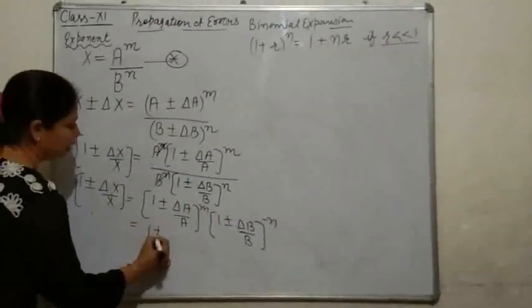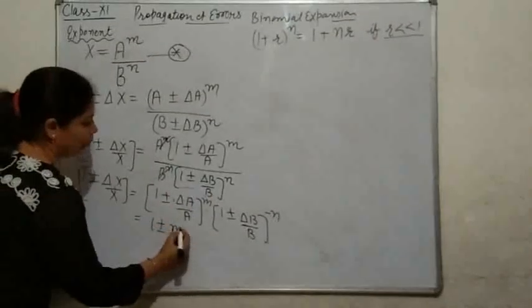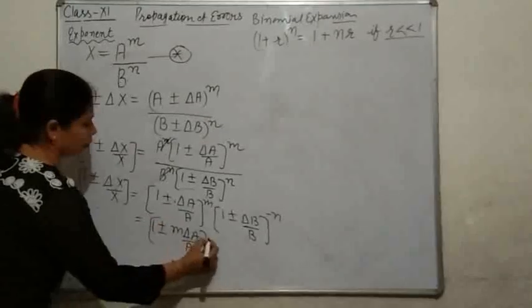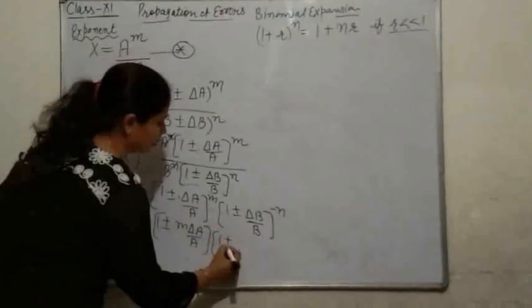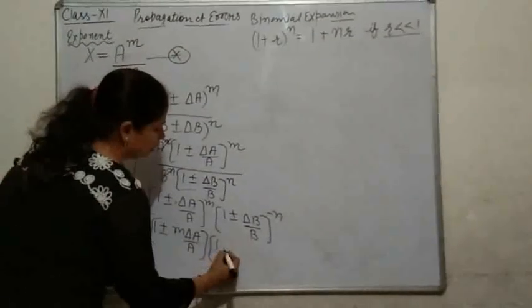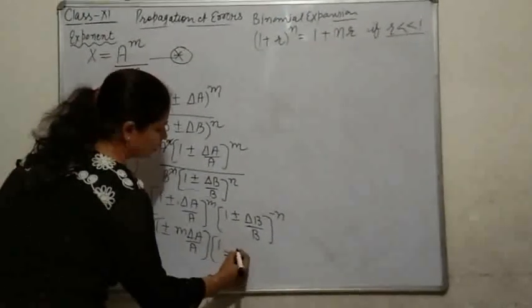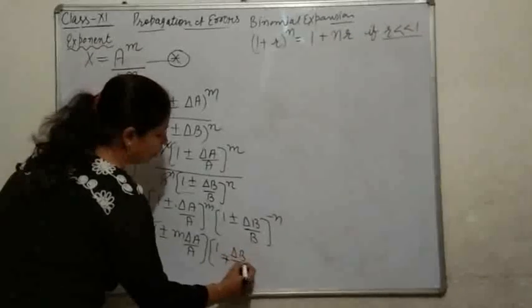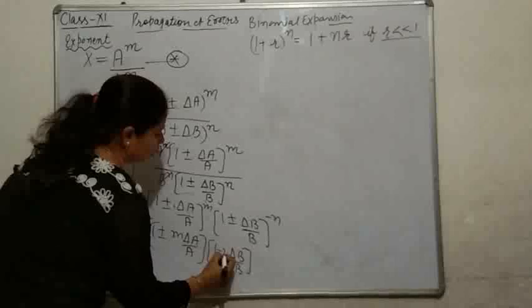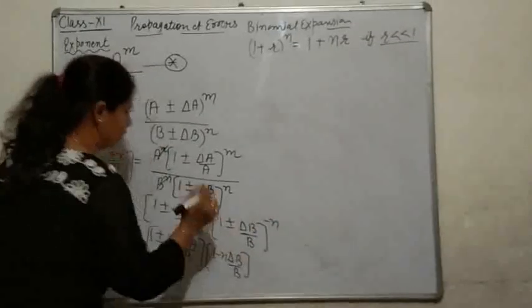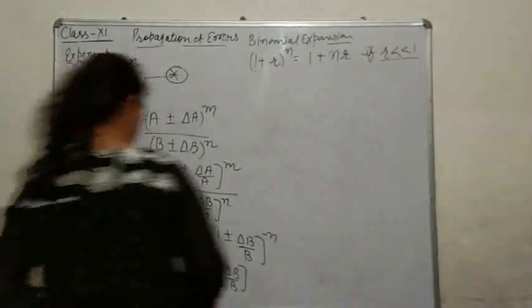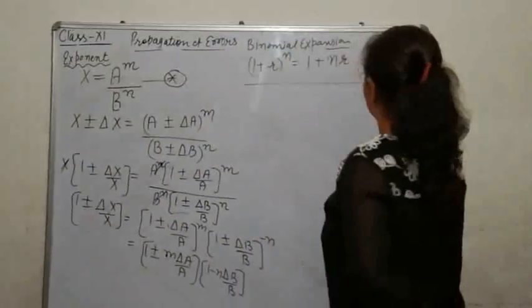It will be 1 plus minus m into delta a upon a, into 1 plus minus, when we multiply by minus n, it will change the sign to minus plus, it will be equal to delta b by b whole raised to the power. This minus n has come inside.